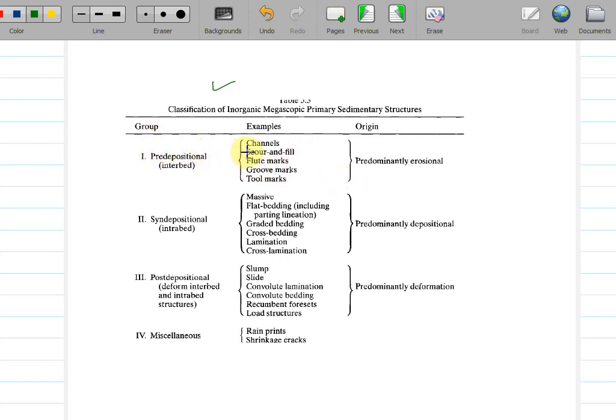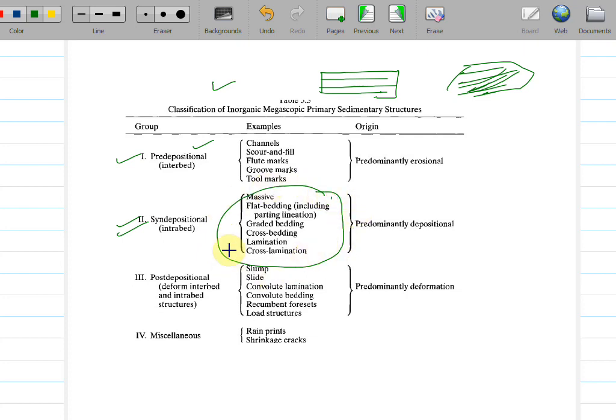For example, scour and fill is a type of pre-depositional structure. Pre means basically the beds are deposited after the formation of these structures. For example, a channel has formed first, and after that there was deposition of the bedding. Syn-depositional basically means these structures are being formed at the same time as the formation of the bedding.